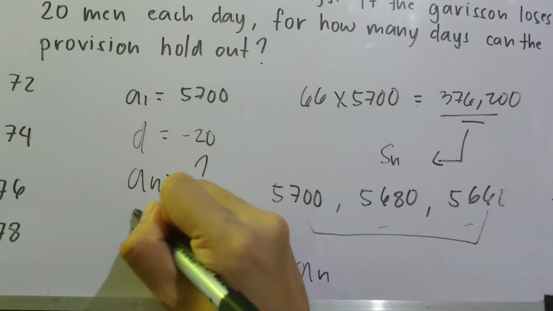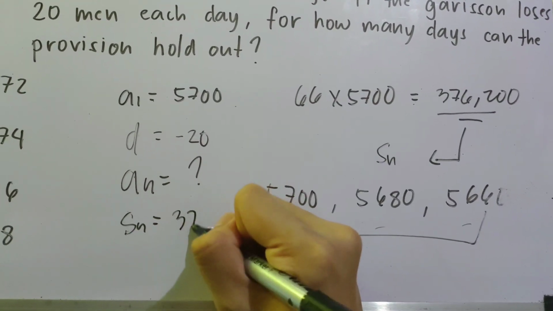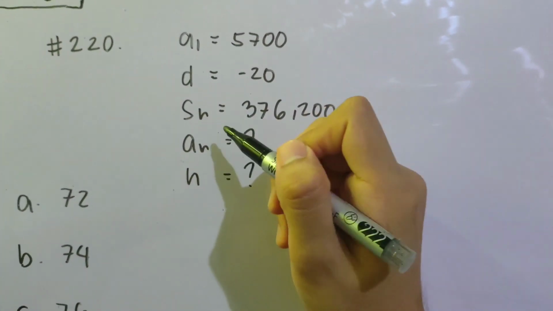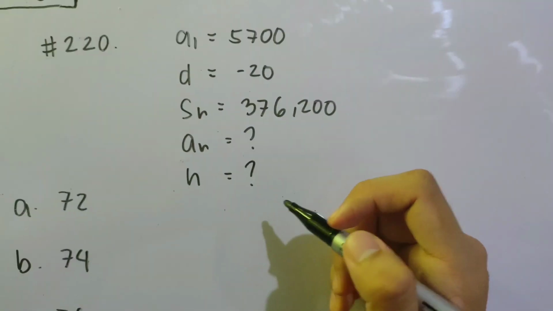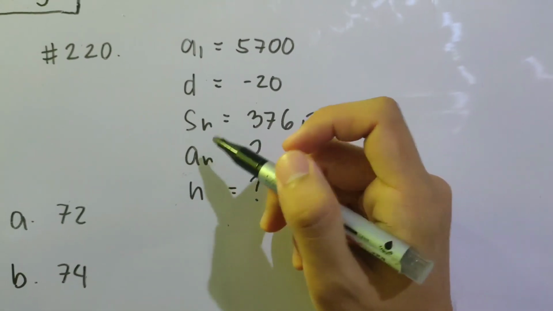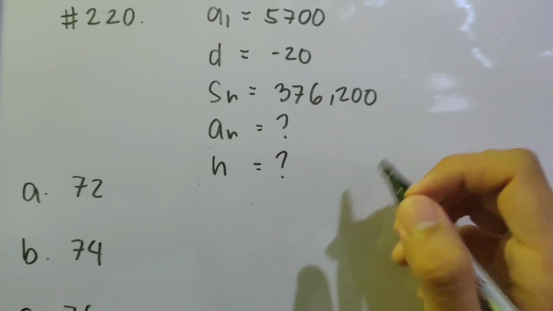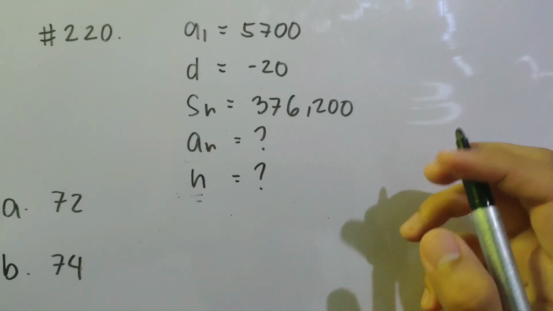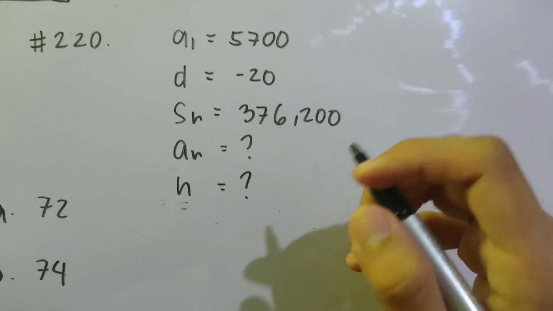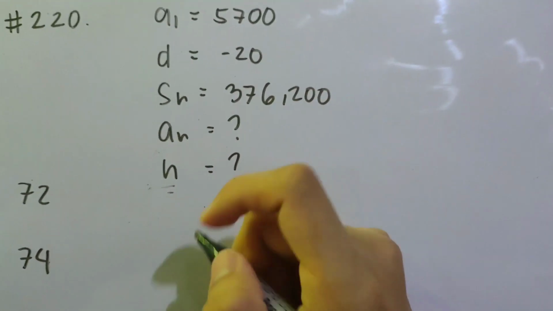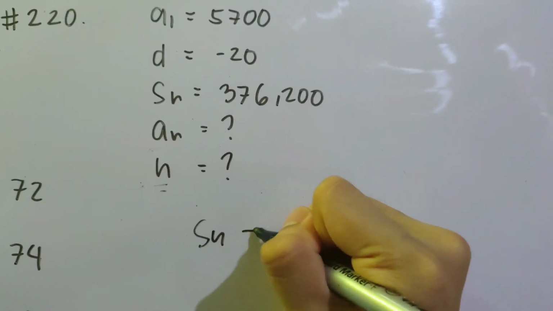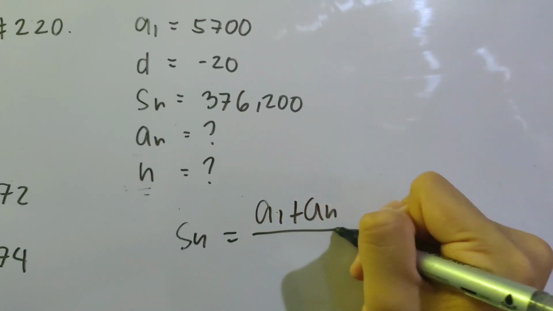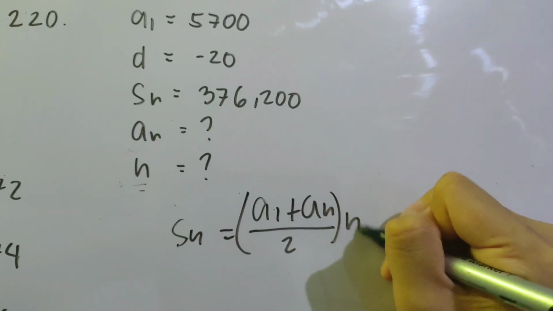So meron na tayong value ng SN, which is 376,200. Ito na yung mga given natin, at ito yung mga unknowns natin, AN tsaka yung N. Yung AN, ito yung last number of men nung naubos na yung provision. Ang hinahanap natin dito ay yung N, which is yung number of days bago maubos yung provision. Since tong problem na to involves sum of arithmetic series, gagamitin natin yung formula na yon, which is SN is equal to A1 plus AN divided by 2 times N.